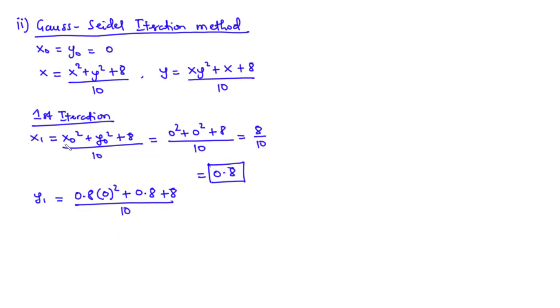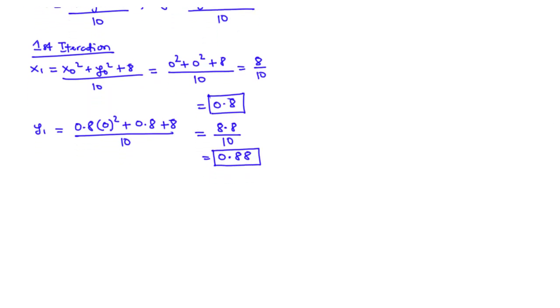So here we have x1 to be 0.8. Instead of putting x0, that is 0, we are going to put in the value of x1, which is 0.8, the updated value of x. When you do this, this part goes to 0 because of the 0 here. So we have 0.8 plus 8, that is 8.8 divided by 10, and that is going to give us 0.88. So this is the value of y1. Now let's move on to the second iteration.